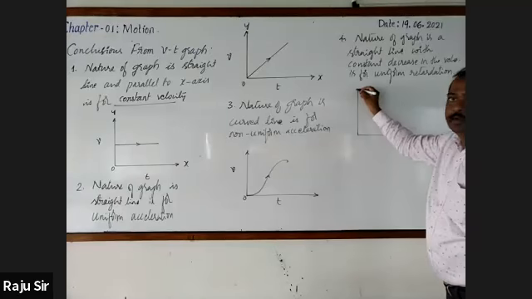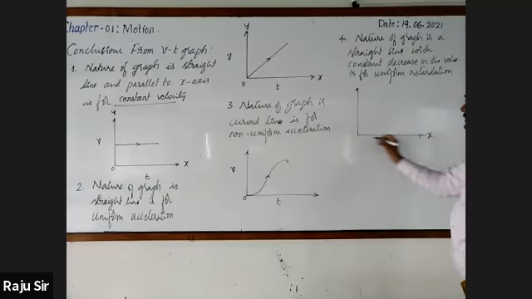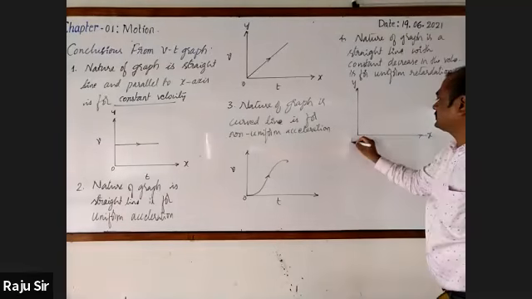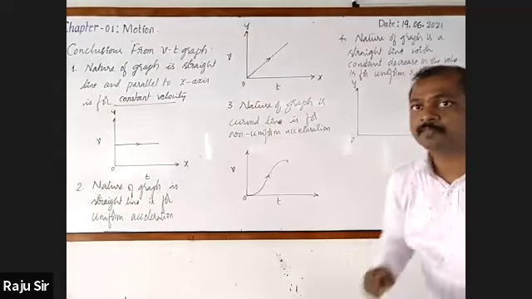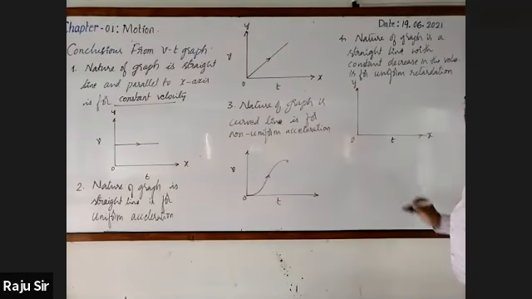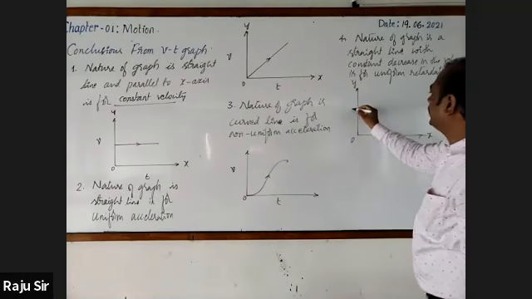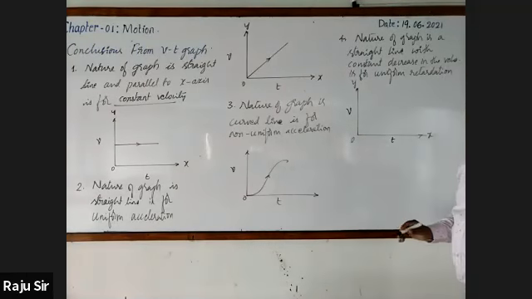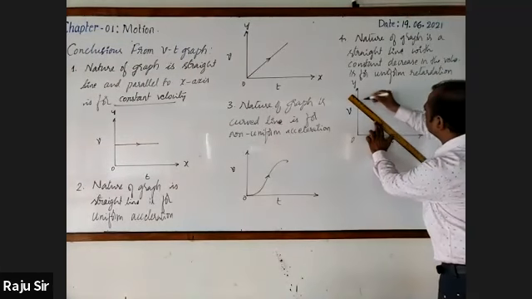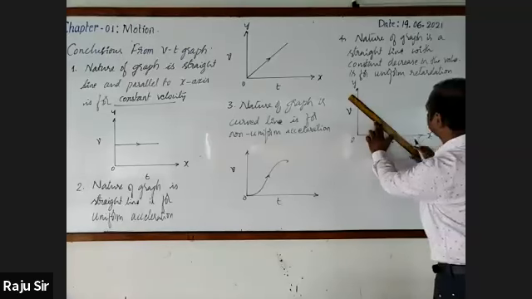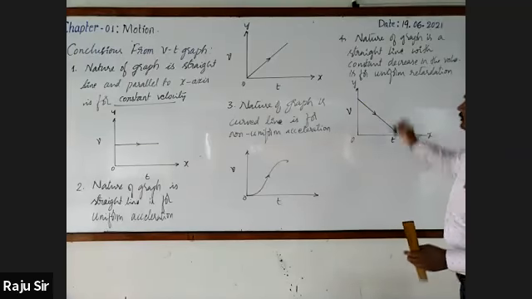It is x-axis and it's y-axis. Both will intersect at a point. I've taken that as O. X-axis is nothing but time axis. Y-axis, it is velocity axis. Uniform deceleration or retardation can be shown like this. This is uniform deceleration.